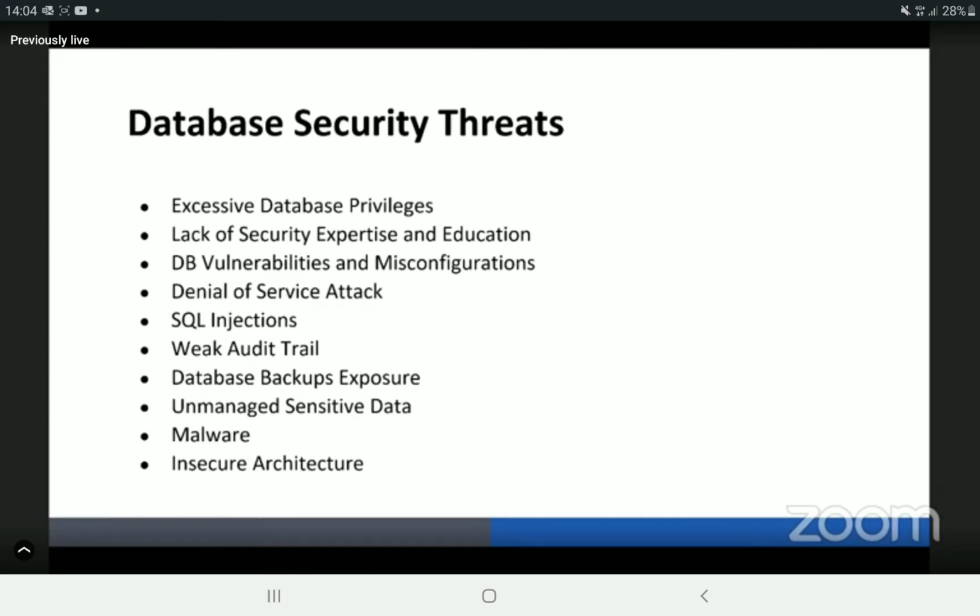Then you have lack of security expertise and education. And that's why we're having this conversation. You don't just make anybody your database administrator. These are highly privileged users of the system. Part of some of the soft things you want to do beyond the technical, in restricting what they can and cannot do, will be to conduct things like background checks, etc. Right?